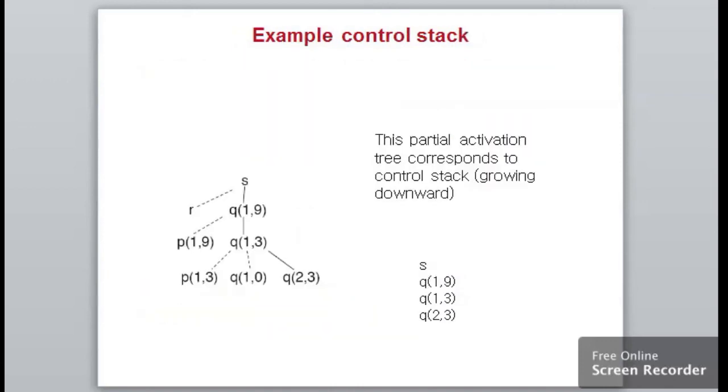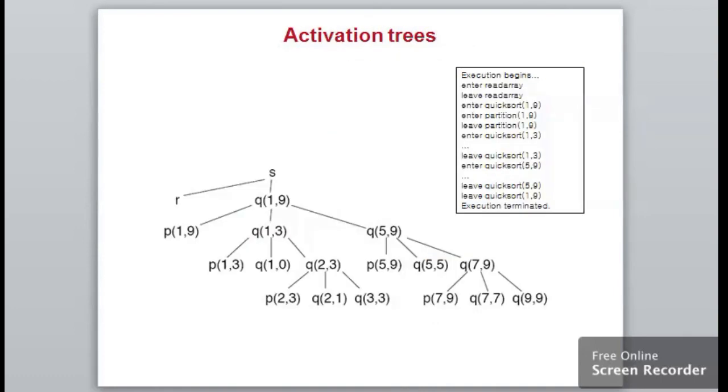In the same way, to represent a control stack, I need to have an activation tree. What is an activation tree? That is a complete execution of the program. During the entire execution of the program, whenever a function or procedure is called or is in execution, a node gets created, and that represents that a procedure was in execution at that point. And whenever that procedure invokes another procedure, the tree is constructed in the same way. So this is all about an activation tree.